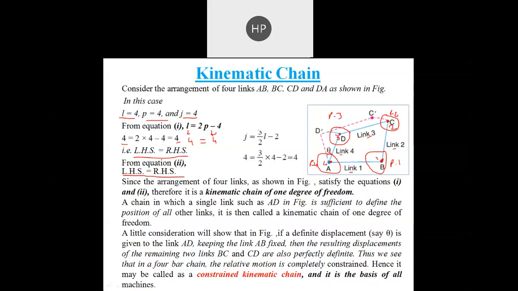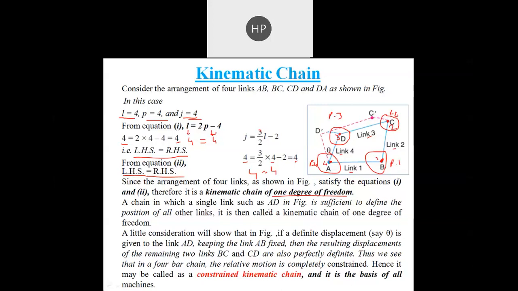In the same way we will find out the second equation. J is equal to 3 by 2 L minus 2. Here the joint is 4. 3 by 2 into L, where L is 4, minus 2, so again we will get 4. So 4 is equal to 4, meaning the left hand side is equal to the right hand side. So for both equation number 1 and equation number 2, the left hand side is equal to the right hand side. In that case, it is termed a kinematic chain, and it has 1 degree of freedom.